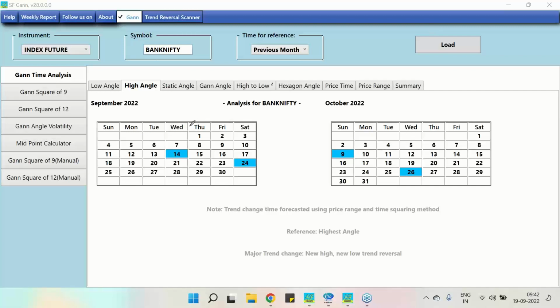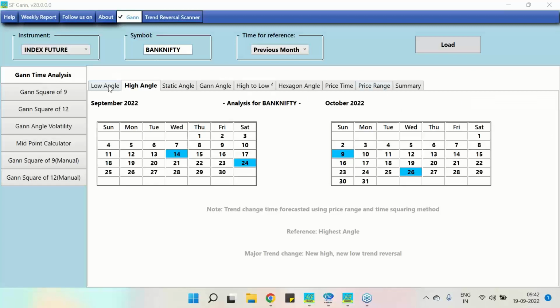Yeah. For Bank Nifty, high angle is showing on September 14th and 24th. 14th is already over, which has worked perfectly. On 13th evening it closed positive, and on 14th it opened negative. So next we have high angle.